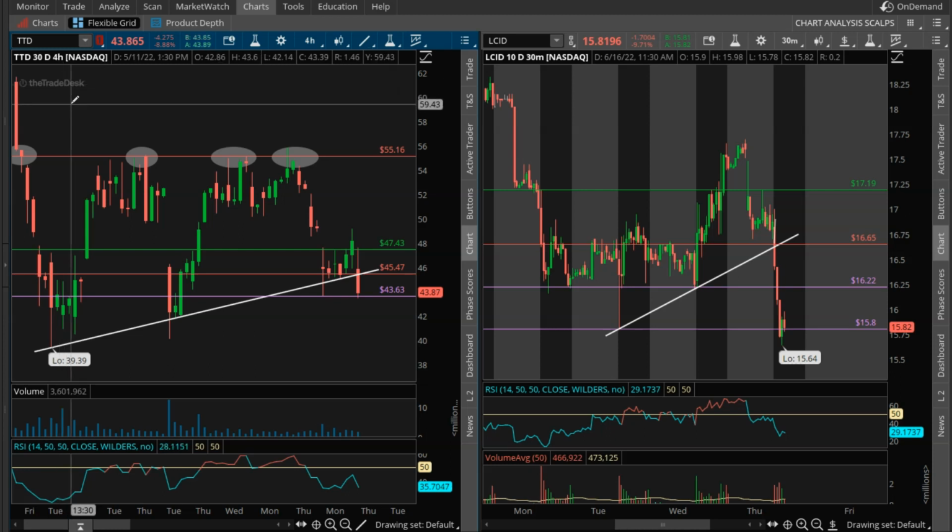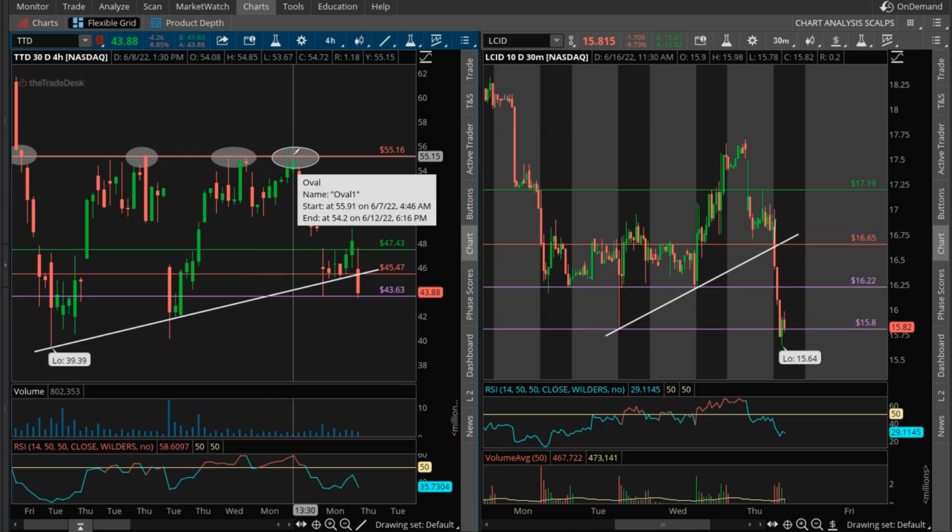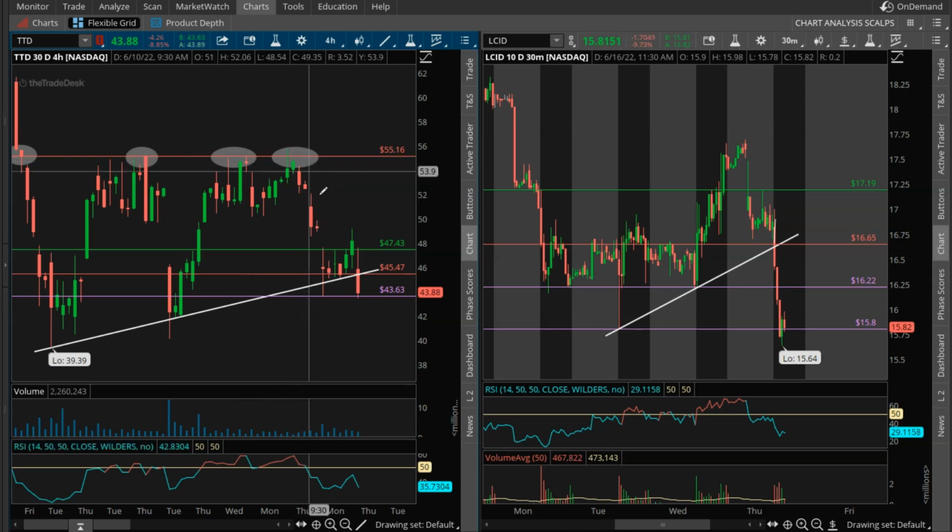I think it's super important to look at the larger scope of things before you bring it down to a smaller time frame. This way the levels are the most accurate and you can have a good general idea on where price is trending. So first we have this 55.16. This was a tough area of resistance for TTD. We had 4 rejections, and then from this 4th rejection, we made a nice move lower into 43.63.